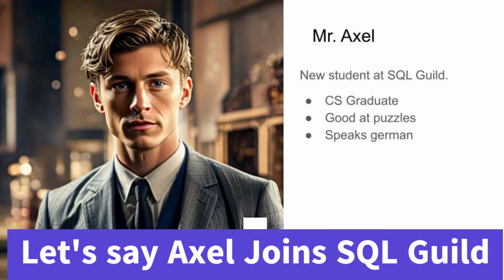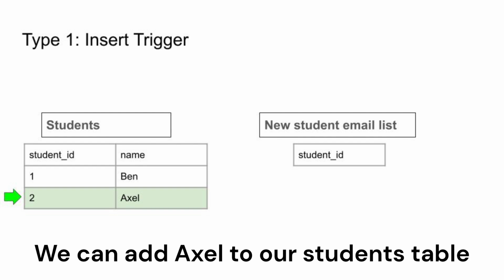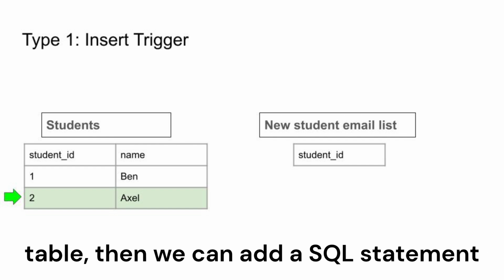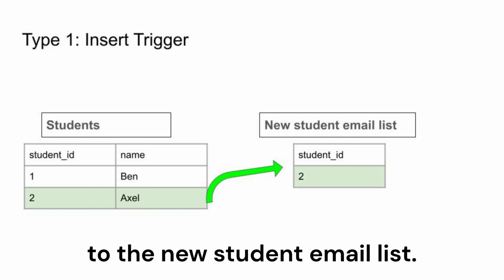Let's say Axel joins SQL Guild. We can add Axel to our students table. If we have an insert trigger on the students table, then we can add a SQL statement in that trigger to add that new student to the new student email list.